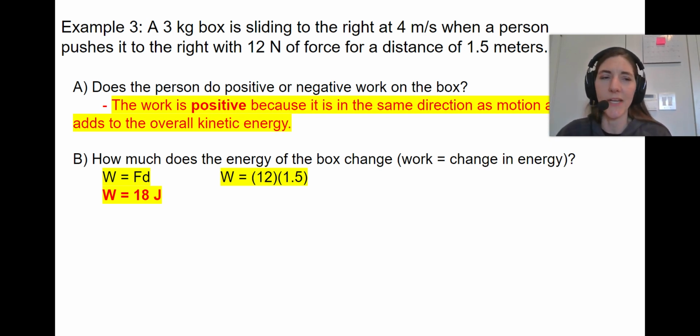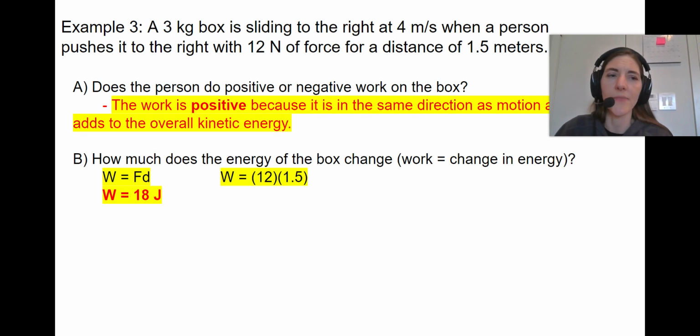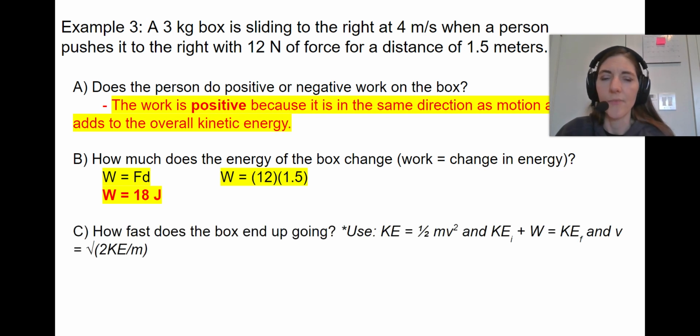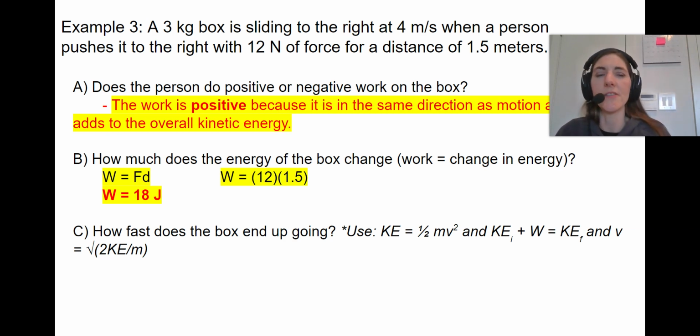How do I know how fast the box is going at the end? Well, I have to know the final kinetic energy. In order to do that, I have to know the initial kinetic energy. I have to know the work, which I've already calculated. And then I have to be able to solve for velocity. But no matter what, I have to know the final kinetic energy because that is how I'm going to get velocity. So we're going to use KE equals 1/2 mv squared to find the initial kinetic energy. We're going to use KE initial plus work to give me the final kinetic energy. And then I'm going to use the equation for velocity that works with the kinetic energy equation.